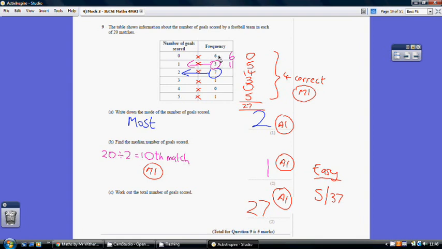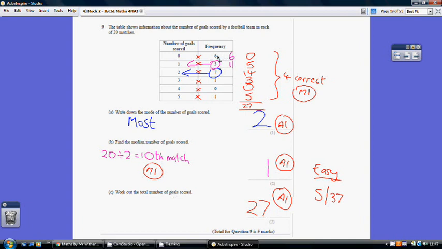So let's go down this column here, which is telling us how many matches there have been. So here are 6 matches. So we haven't got to our 10th match yet. If we now go and add on the 5, we've now got to 11 matches. So we've actually surpassed our 10th match. So our 10th match is one of these in here. How many goals were scored in that match? 1 goal.